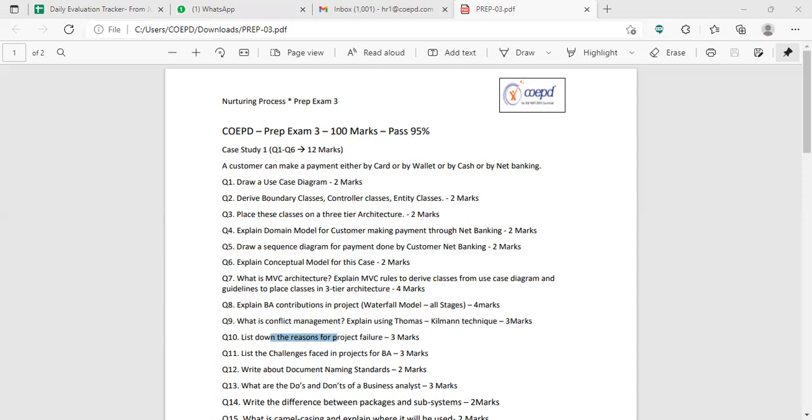Okay, so you have to identify the classes using the above scenario. Then the third question speaks about the 3-tier architecture, wherein you have to place these classes in the 3-tier architecture. As we all know, 3-tier architecture has 3 layers to it: one is the presentation or application layer, the second is the business layer, and the data layer.